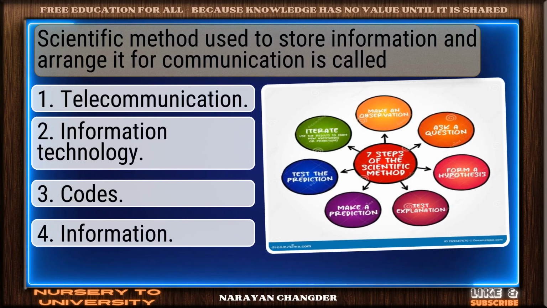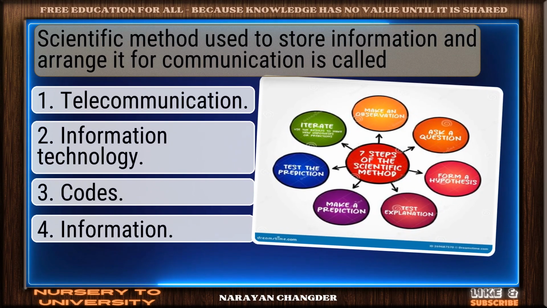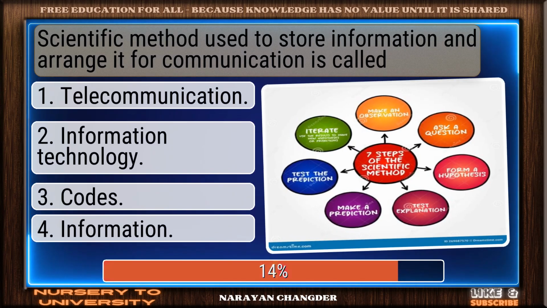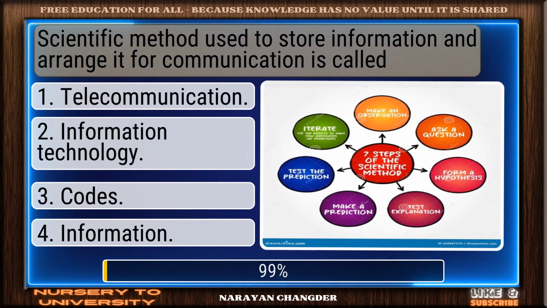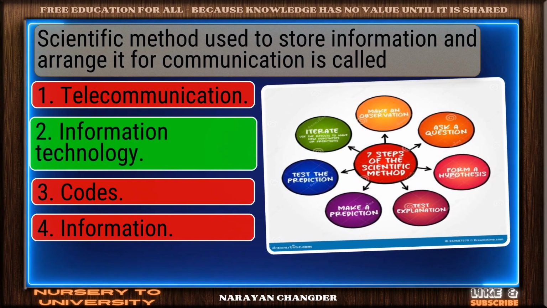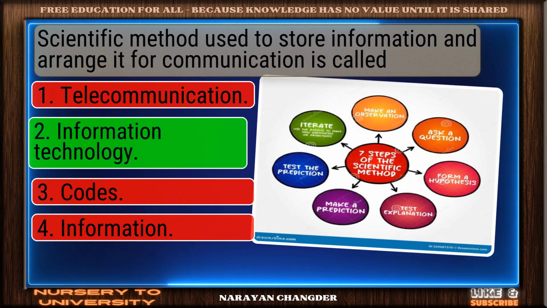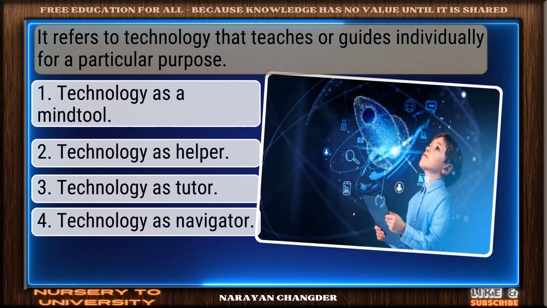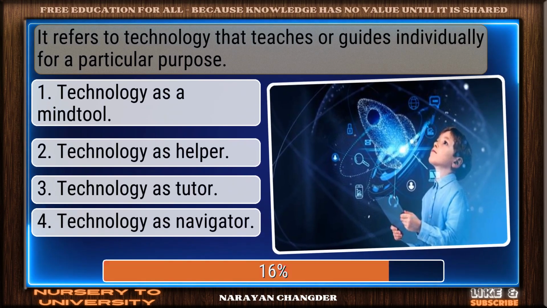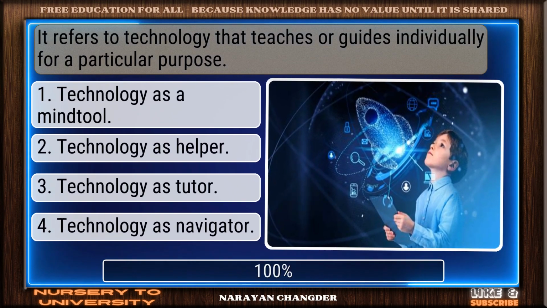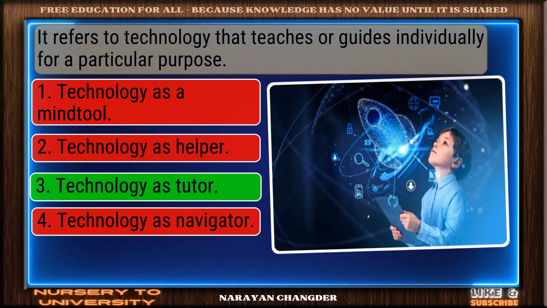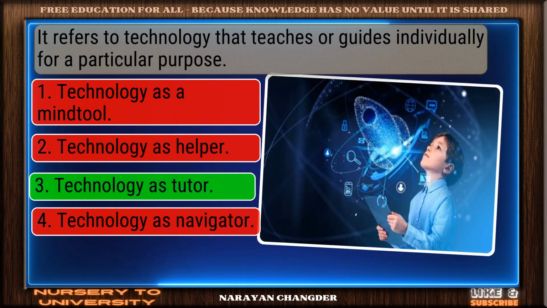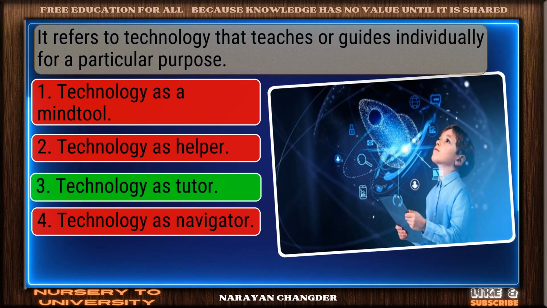Scientific method used to store information and arrange it for communication is called. You got it? Your choice, information technology, is right. It refers to technology that teaches or guides individually for a particular purpose. Excellent choice. Technology as tutor is the right answer.